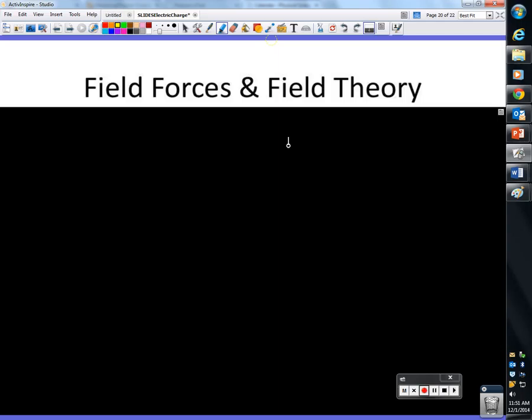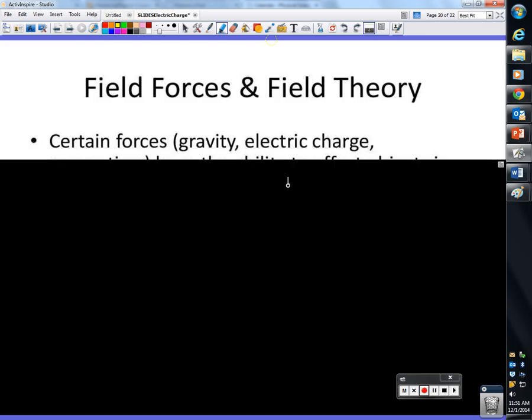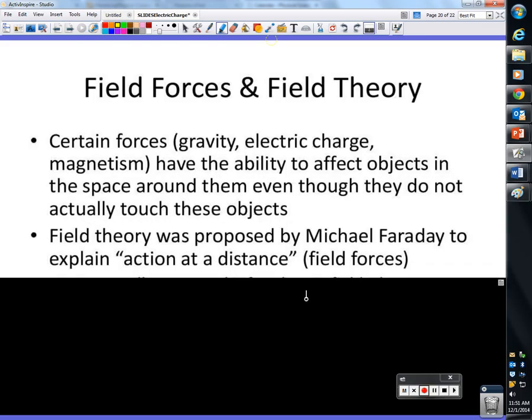This is a problem that people had to figure out, or they had to come up with an explanation for why it's happening. Hence we have field theory, because what do theories do? They explain stuff, okay? Back in the 1700s, a guy named Michael Faraday proposes an explanation for how this happened. And it was called field theory.